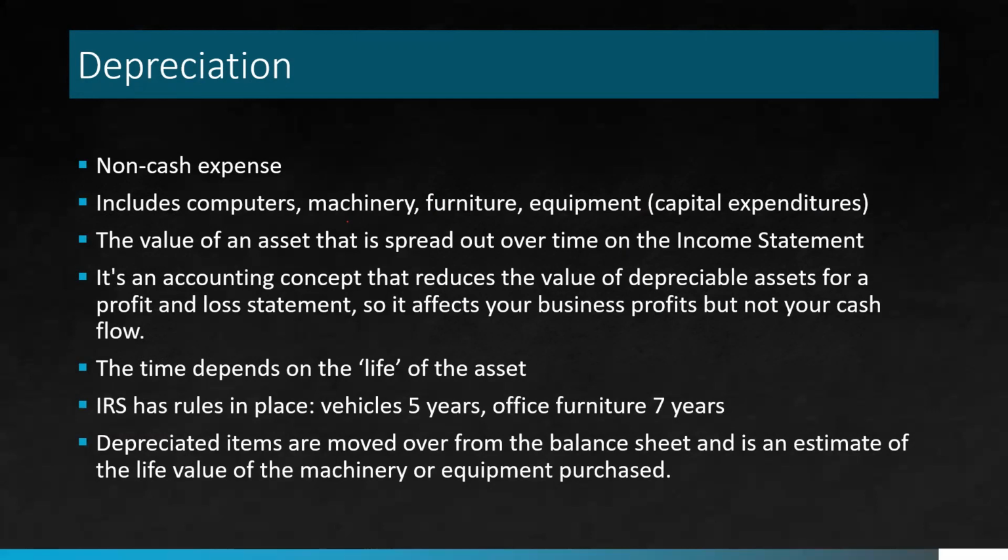There are rules in place that the IRS has where, if you purchase a vehicle, they will say you can depreciate that over 5 years. If you purchase office furniture, you can depreciate that over 7 years. So what happens is you purchase a vehicle for $30,000. Well, how are you going to show that on the income statement? You're only going to show that $30,000 over 5 years, and each year you're going to show 1/5 of the $30,000 on your income statement.